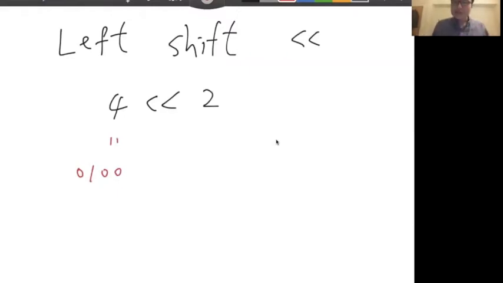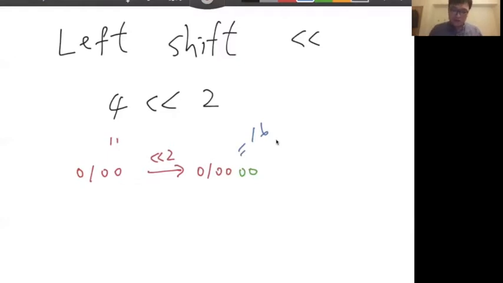If we do shift 2, it becomes 0100 plus two 0s at the end. So what is the number now? It's actually 16. So if you do the shift, you just put that many zeros at the end in binary.